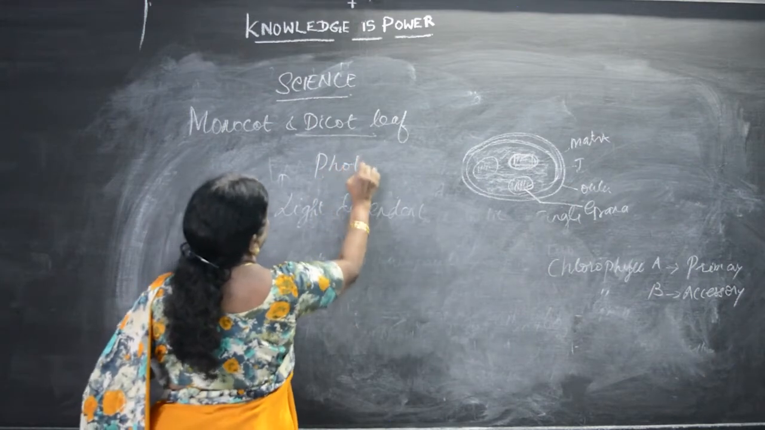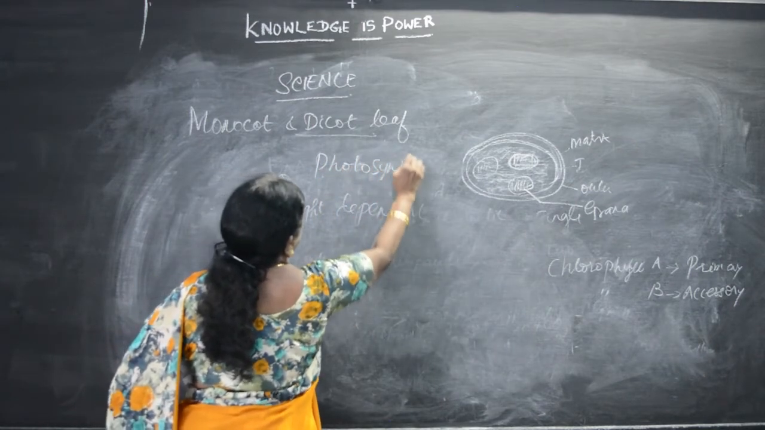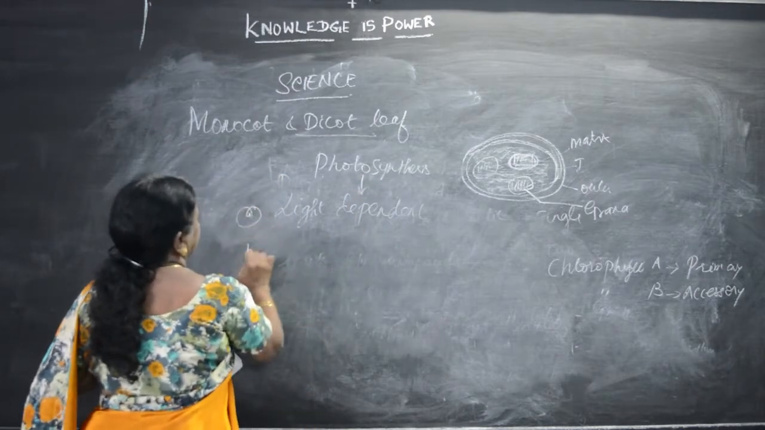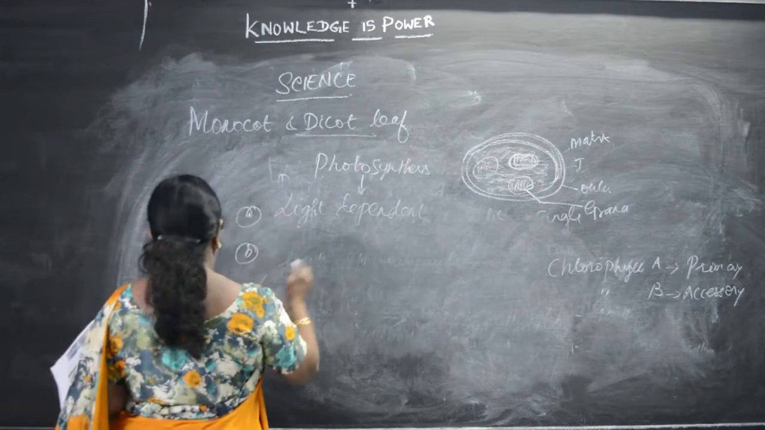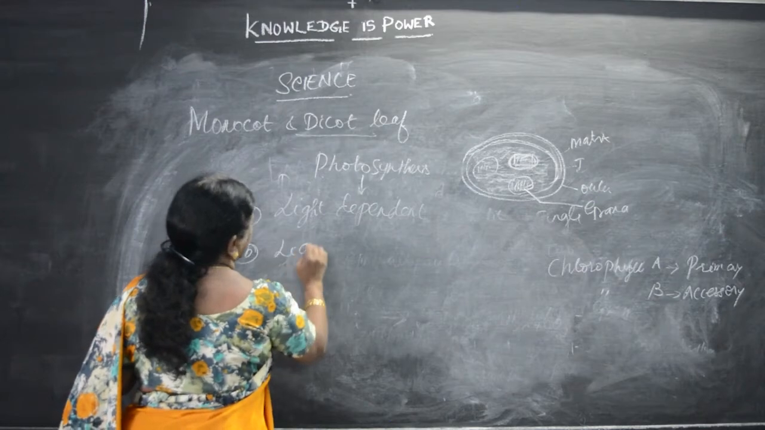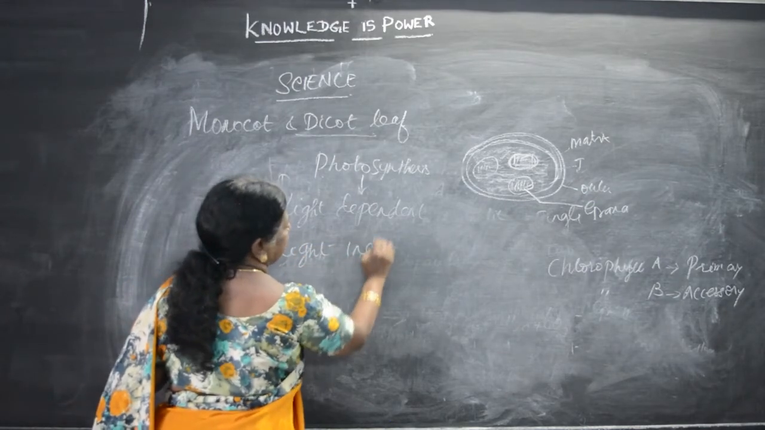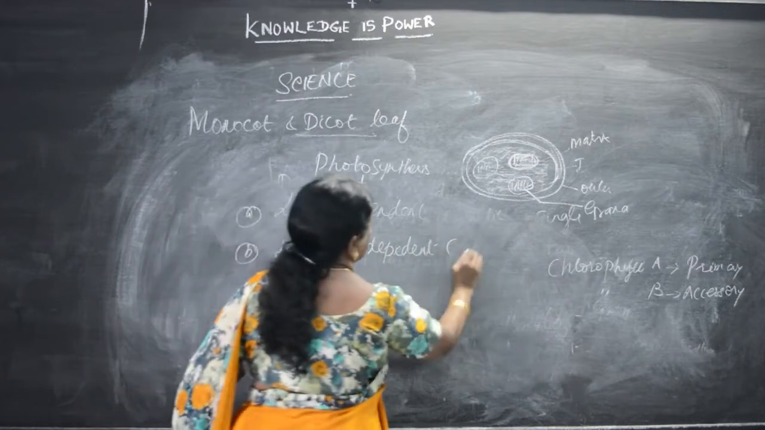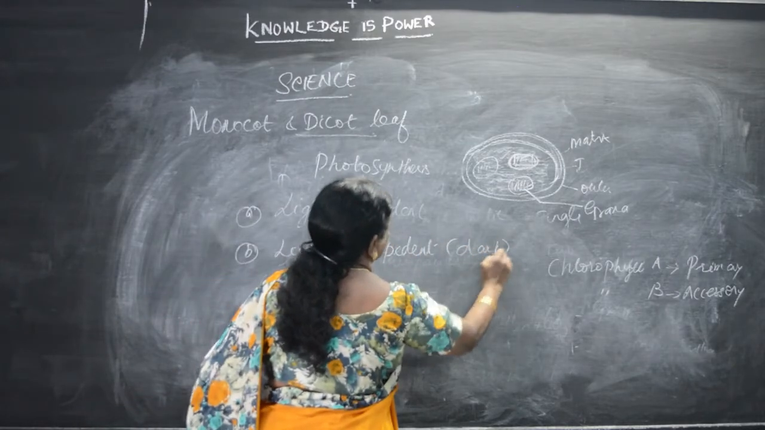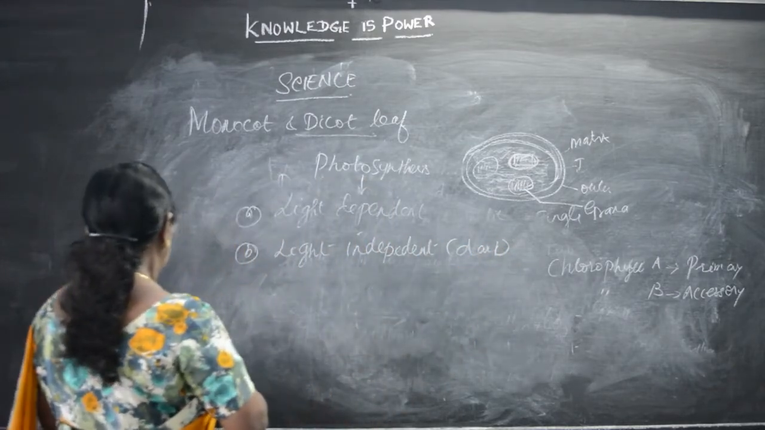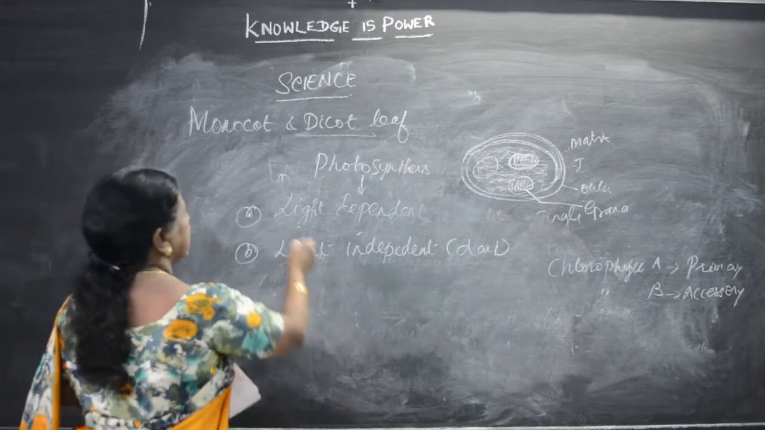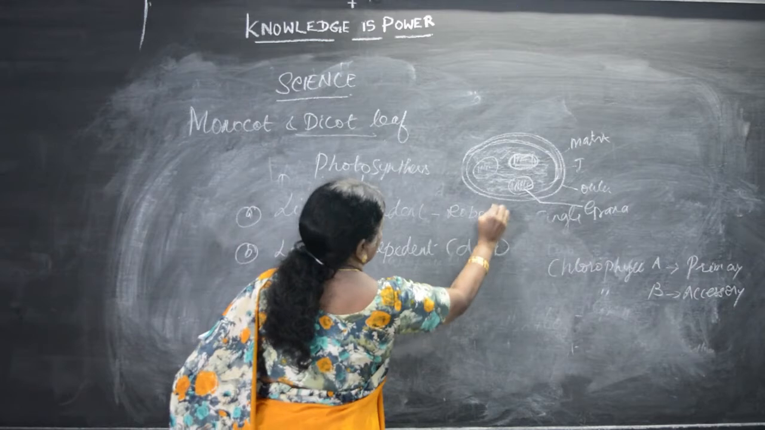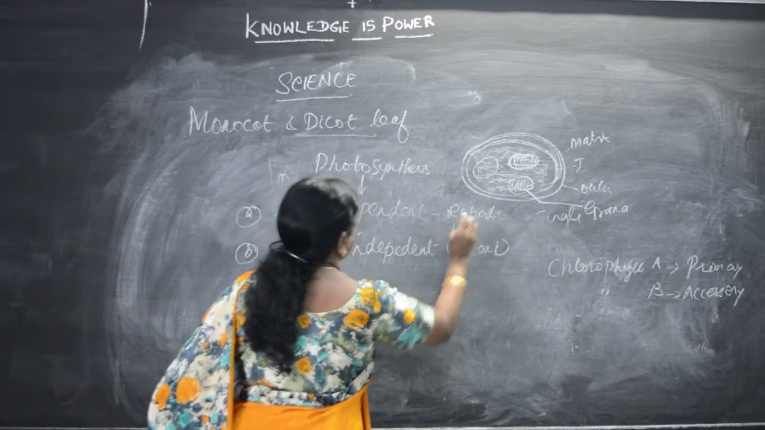photosynthesis. One is light dependent reaction, the other one is dark reaction. Light dependent or light independent, that is, without light they can. It is known as dark reaction. This light dependent reaction was found by Robert Hill, the scientist who did the experiment and found this out.